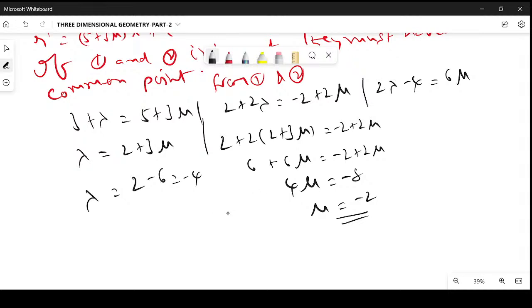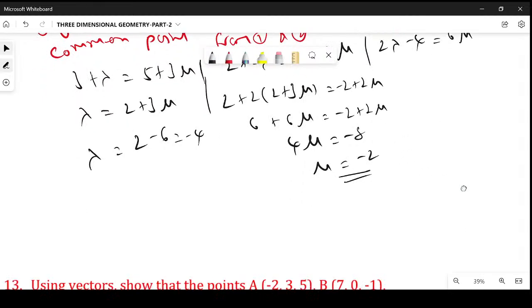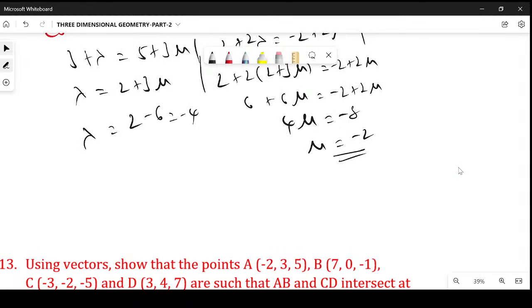Now substitute this point, then you can verify, because you get the same point. From line 1 you can check the point, and from line 2 you can check the point. Because I can say now it is the common point. If we substitute lambda equal to minus 4 and mu equal to minus 2 in line 1 and line 2, from 1 we get the point minus 1, minus 6, minus 12.